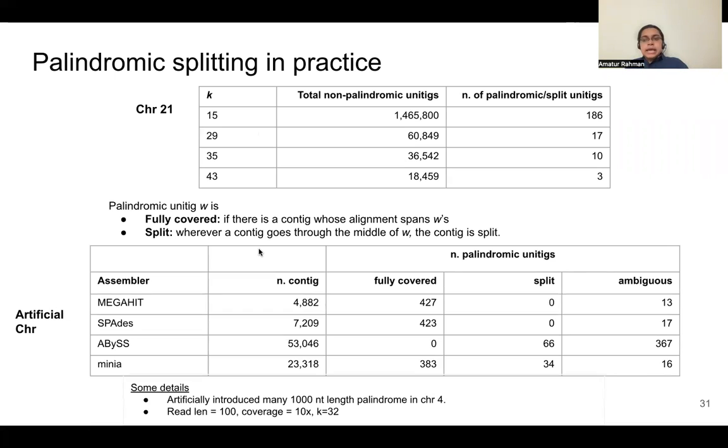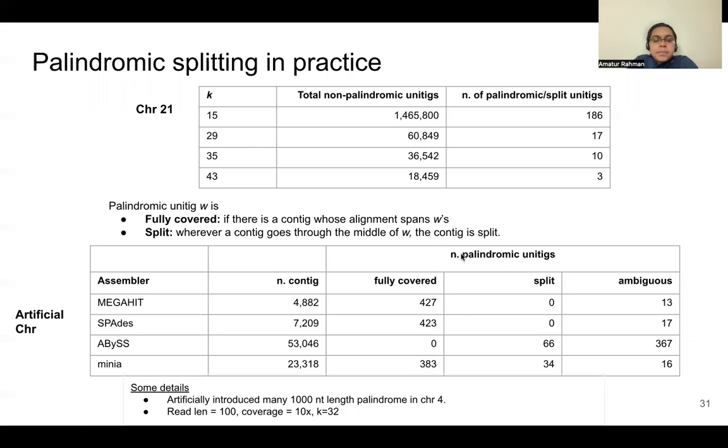Now we want to see if this artifact is present in the output of the assembler. Because long palindromes are not very common in real genomes, we had to artificially introduce many thousand-length palindromes in human chromosome 4. And from that, we simulated reads of length 100, definitely error-free, with coverage 10x. And then we also computed the palindromic unitigs from them using K32. And then we want to categorize those palindromic unitigs into these three categories.